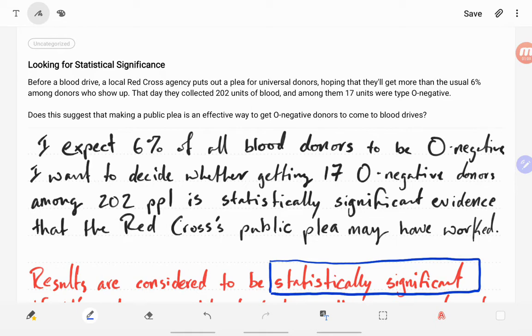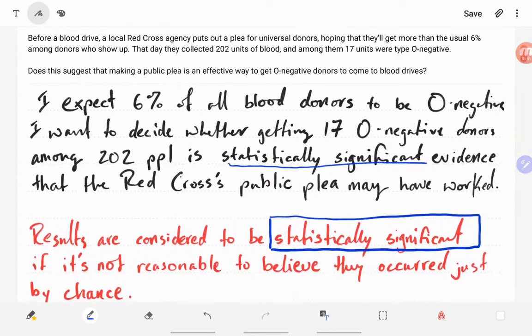So your first step when working through these problems is to state your question. What we are expecting is, I expect 6% of all blood donors to be O negative. That should just be our blanket statement, because we know that we usually have 6% among donors who show up. So we want to decide whether getting 17 O negative donors among 202 people is statistically significant. Is this statistically significant evidence that the Red Cross's public plea may have worked?